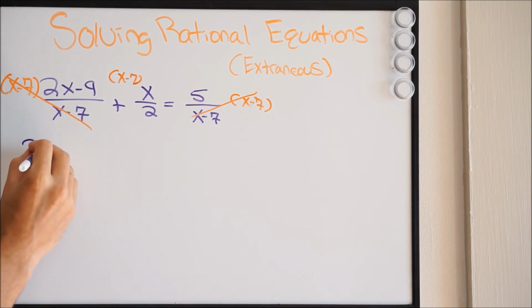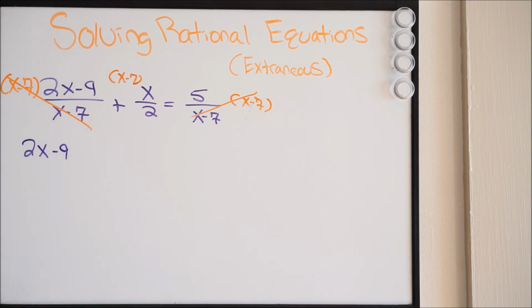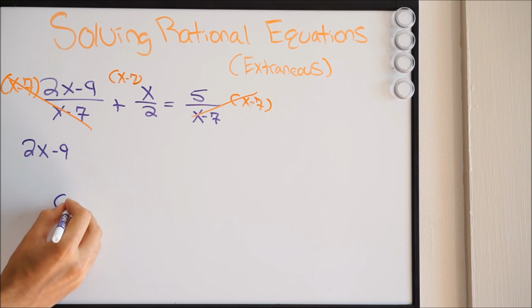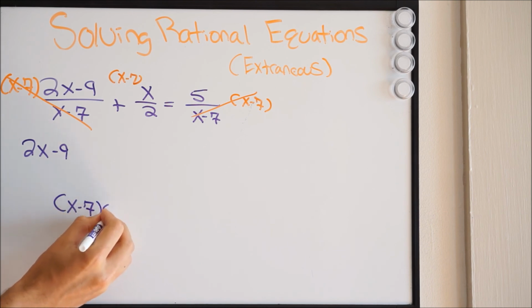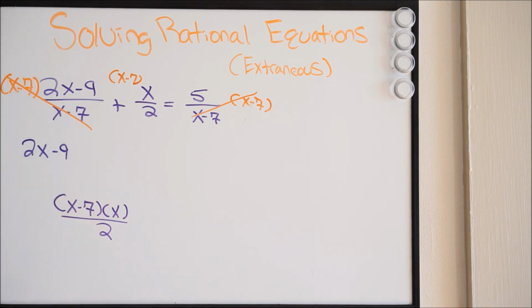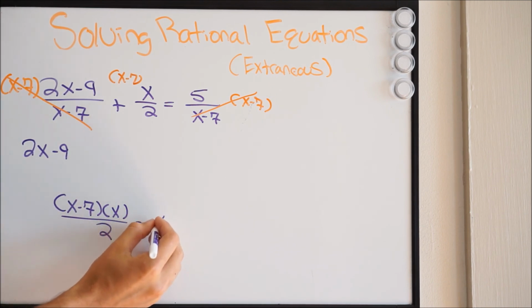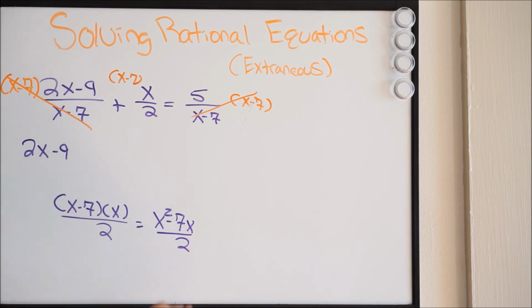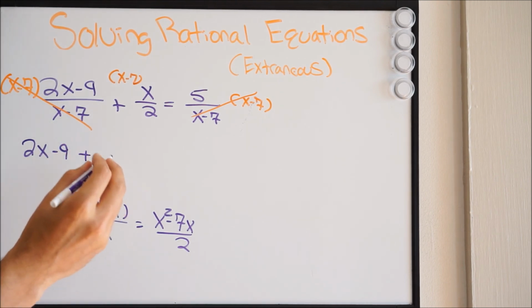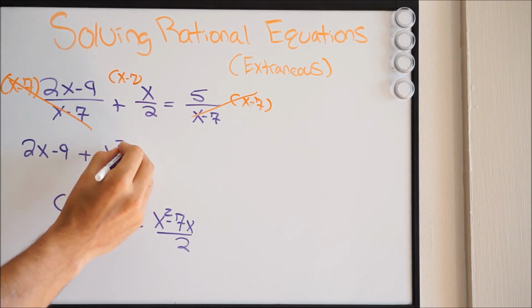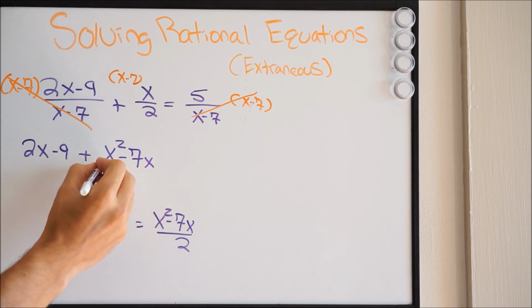So what I have now is the following. I have 2x minus 9. And then we're going to have to go ahead and do this operation right here. So essentially what we have is x minus 7 times x, and again, this will be all over 2. So you want to go ahead and distribute the x here. We would have x squared minus 7x all over 2. So I'm going to go ahead and write that right here. So we have plus x squared minus 7x all over 2.